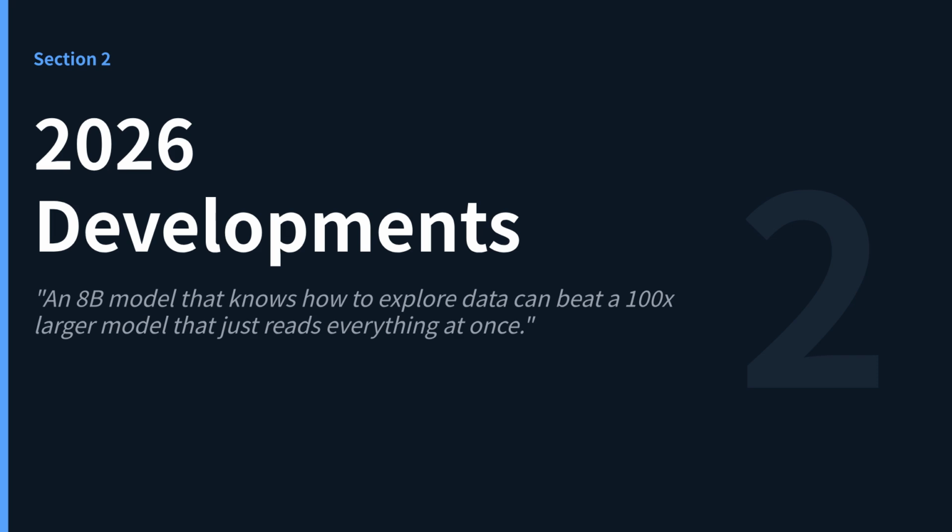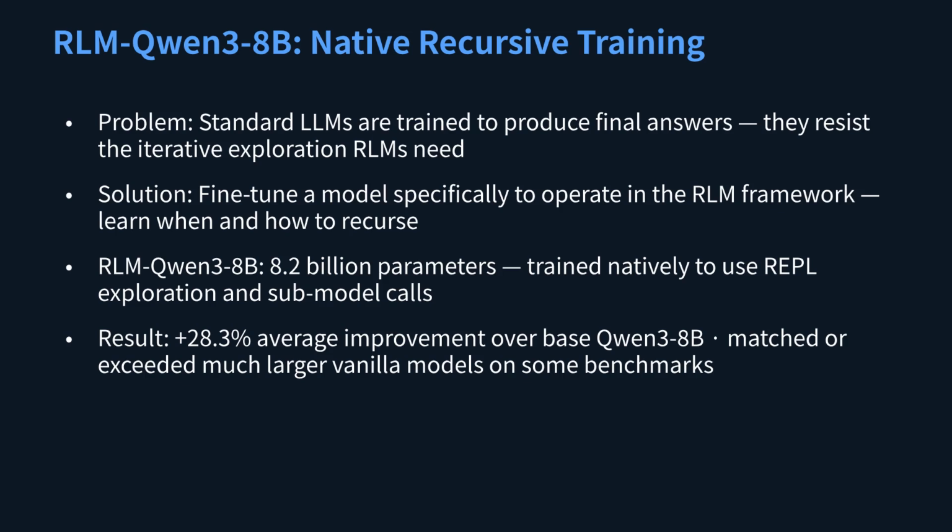Now let's look at what happened after the original paper. By mid-2026, researchers had started building systems that take the recursive idea further. The most striking result is RLM-QN38B, a model with only 8 billion parameters that was specifically fine-tuned to use the RLM framework natively.